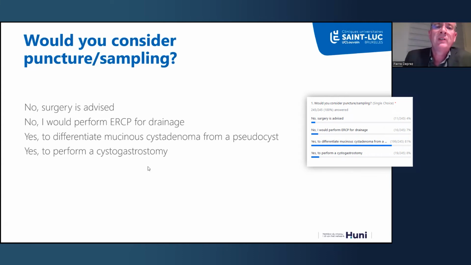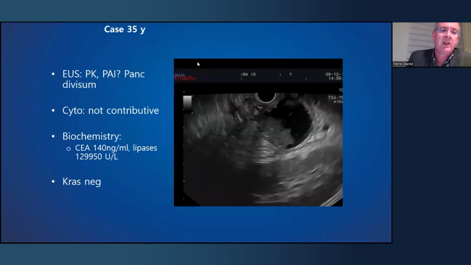So 4% would not puncture because surgery is advised. Some would go for ERCP, and yes, most of you would puncture. You see, we have a lot of answers here, 245. And 19 of you would perform a cyst gastrostomy. So I think this was one of the reasons to present this case, because this is really an important question if we go for drainage in such a case.